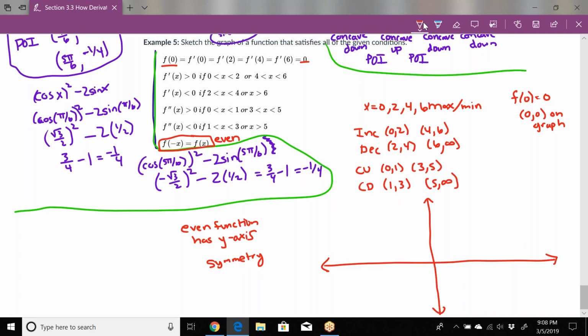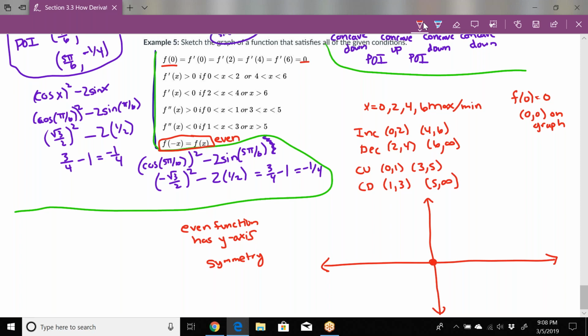So this just has to be a function that satisfies all of the given conditions. So as long as we follow all of our properties, we should be okay. So we know that (0, 0) is on the graph. That was because f of 0 was equal to 0. We also know that somewhere else we're going to have maxes and mins. So at 2, 4, and 6, and 0.